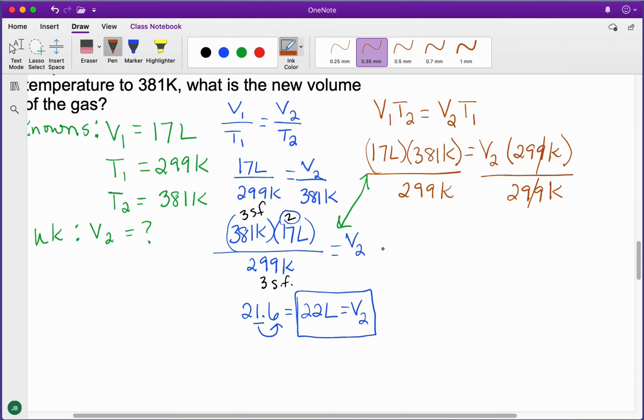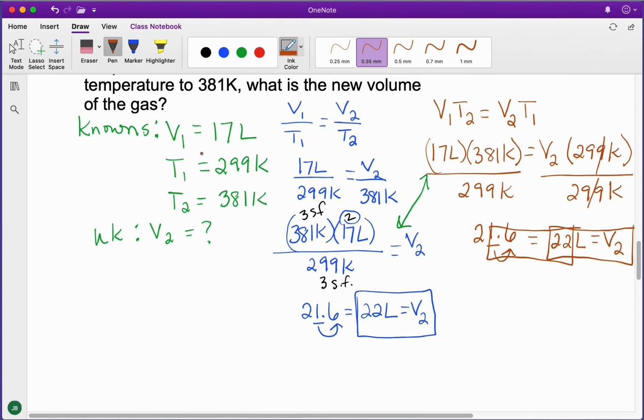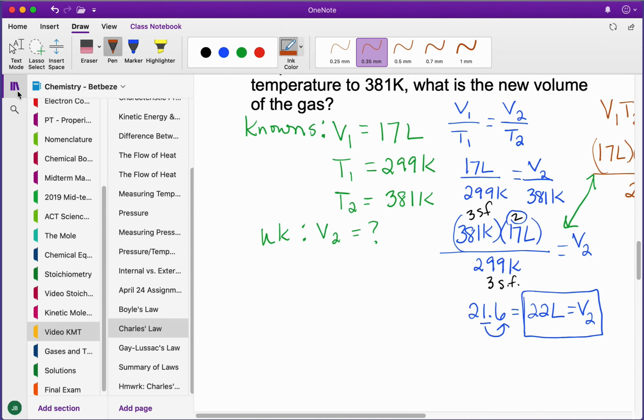All right, let me go back to that orange. And once again, if you plug and chug, you're going to come up with that 21.6. Underline, look behind. So I'll give you 22 liters equals your final volume. All right, so that is Charles's law.